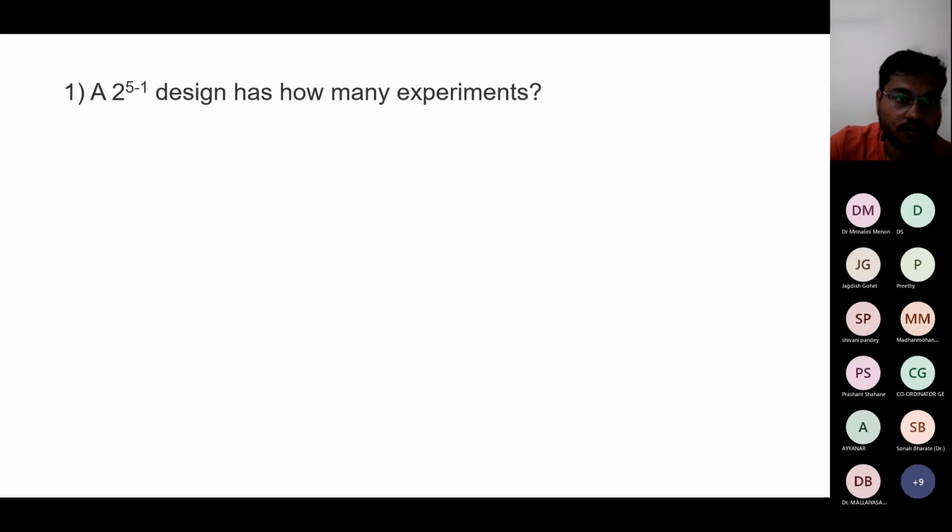Yeah. So the question here is, 2 to the power 5 minus 1 design has how many experiments? So all we need to do is calculate it. 2 to the power 5 minus 1 is 2 to the power 4, which is 16. So it will have 16 experiments. Is that clear?